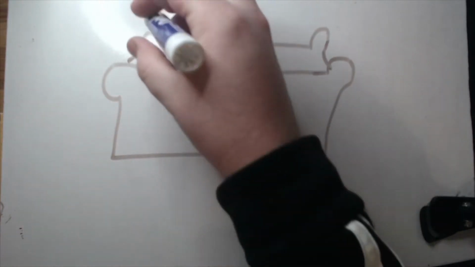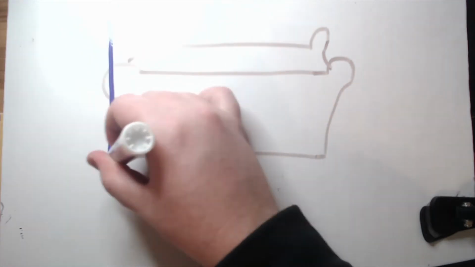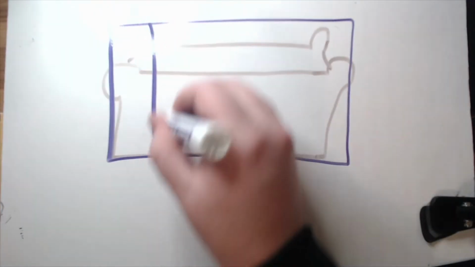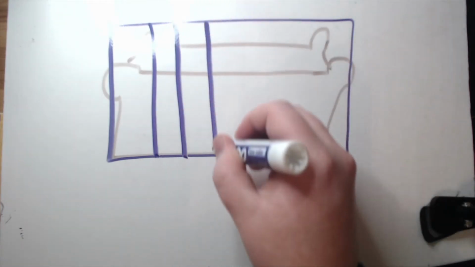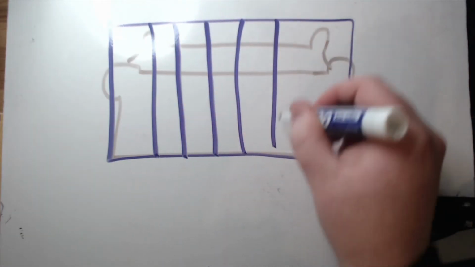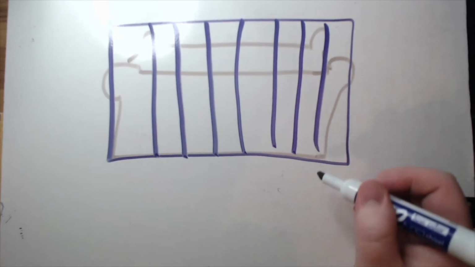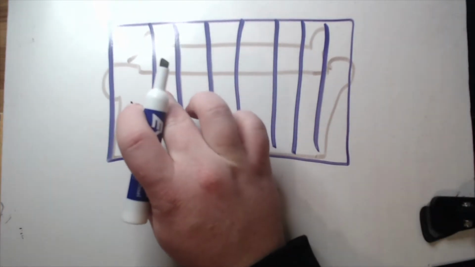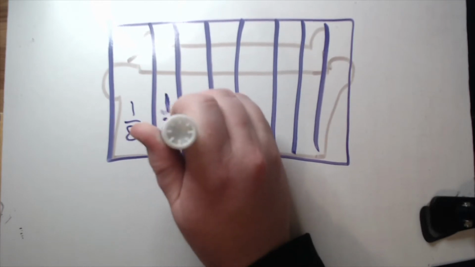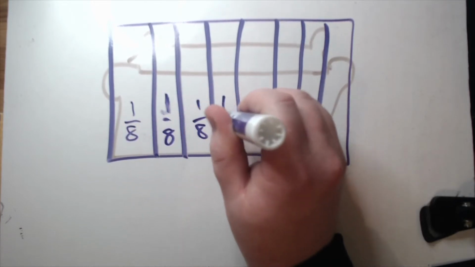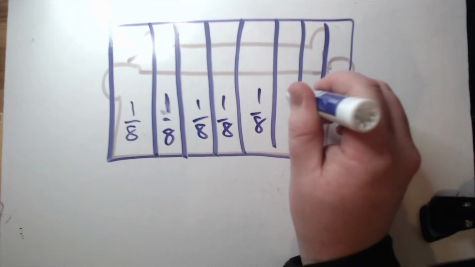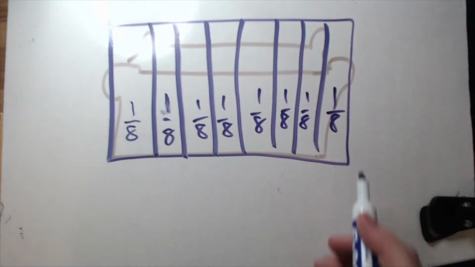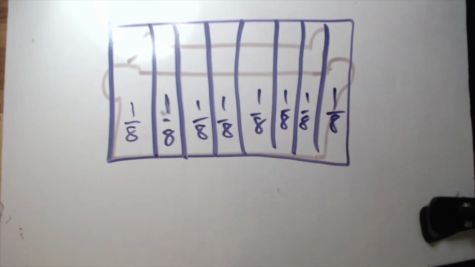So let's go ahead and do this. Let's put a box around it so we can actually see these slices. So we have 1, 2, 3, 4, 5, 6, 7, 8. So we have 1/8, 2/8, 3/8, 4/8, 5/8, 6/8, 7/8, 8 total 8ths. The whole piece of bread is 8/8.